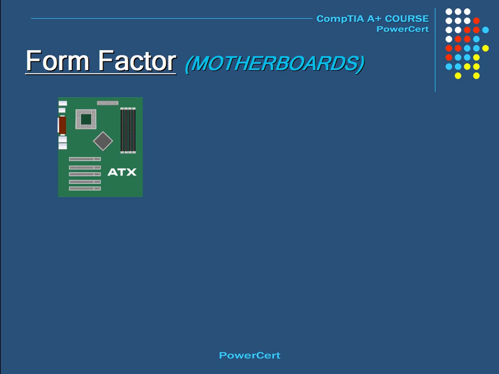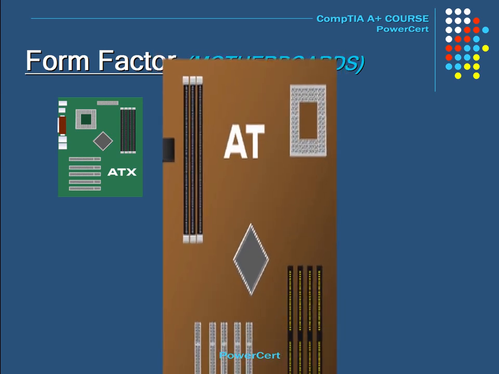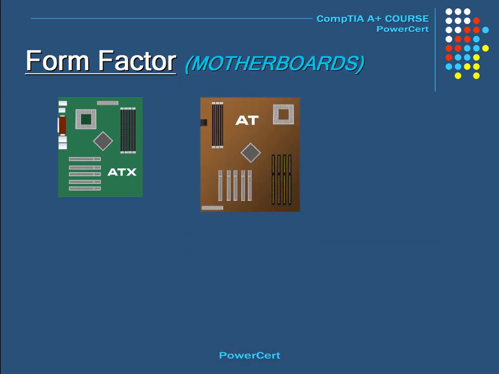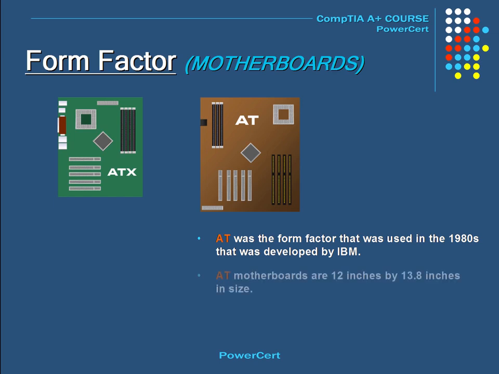Prior to the development of ATX was the AT form factor. AT stands for Advanced Technology. This was the form factor that was used in the 1980s that was developed by IBM. AT motherboards are 12 inches by 13.8 inches in size, and they are no longer in development since the succession of ATX.